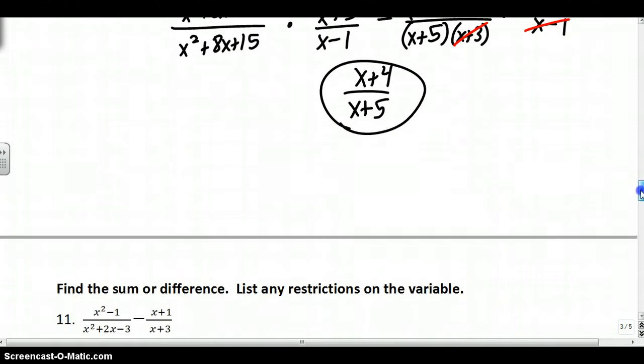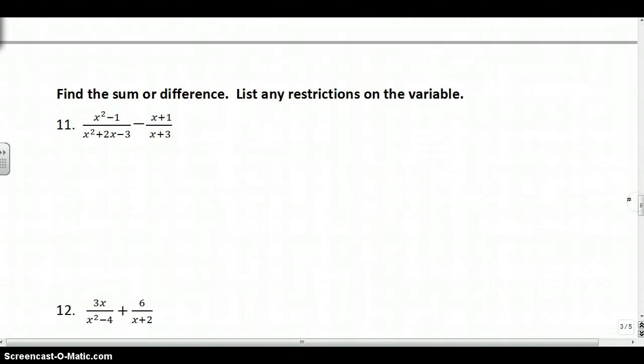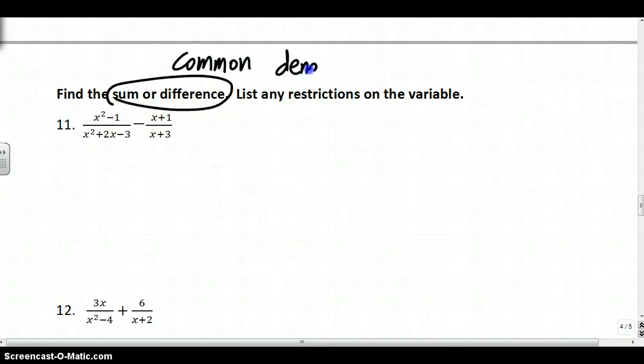Okay. Moving right along, the last 5 just ask you to find the sum or difference. We're just adding or subtracting. Remember, to add or subtract, when it says sum or difference, you need common denominators. Okay? It's the only way you can add fractions or rational expressions.